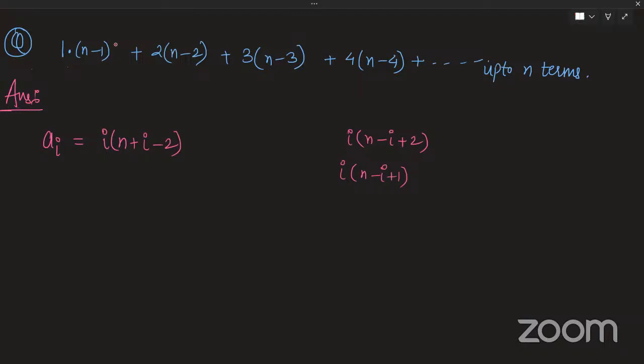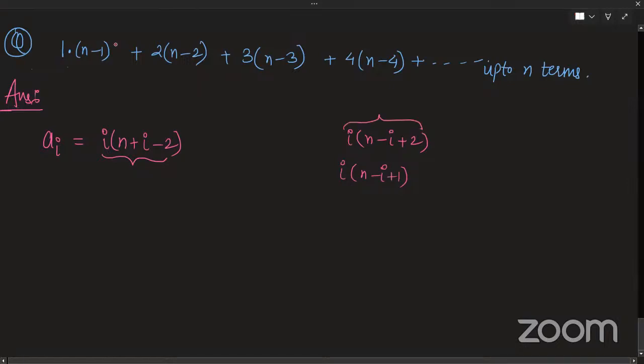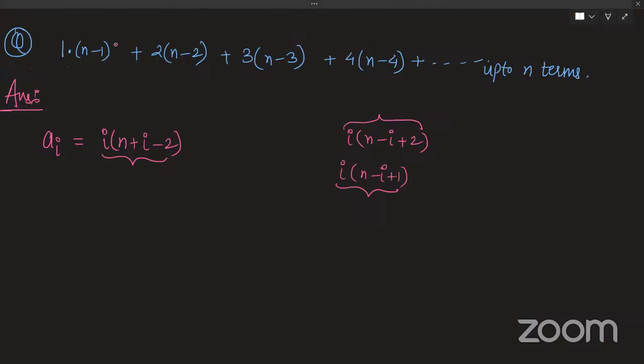If you feel this is your correct answer, and the ones who feel that these are your correct answers, could you just substitute some of the values of I and check it? Sir, this I into n minus I. I into n minus I. Correct, absolutely correct. Your name? Vignesh. Okay, great.